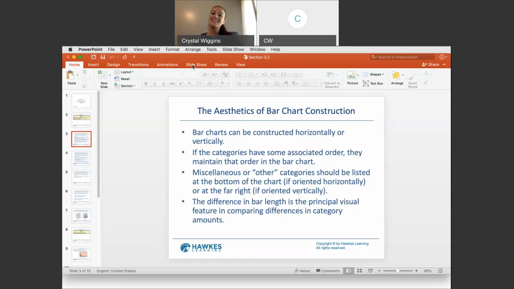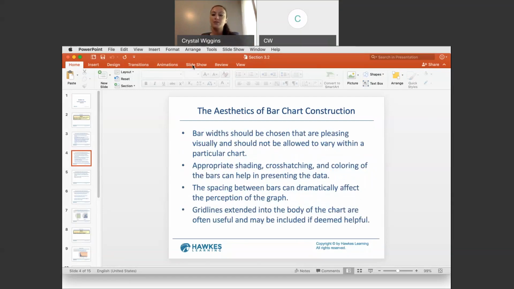Miscellaneous or other categories should be listed at the bottom of the chart if oriented horizontally, or far right if doing this vertically. The difference in bar length is the principal visual feature in comparing differences in category amounts. So the longer the bar, the taller the bar, the higher the frequency, and the shorter or smaller the bar, the lower the frequency.